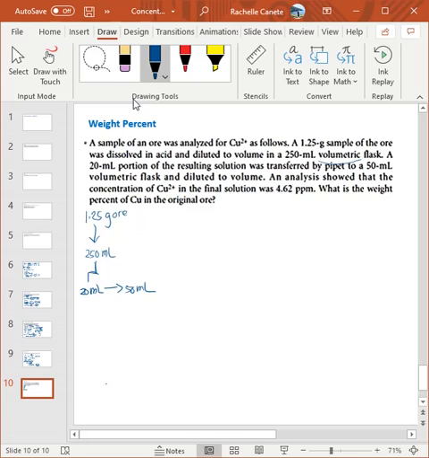And after analysis, it showed that this final solution has a copper concentration of 4.62 ppm. Now, we are asked for the weight percent of copper in the original ore. So, in the original ore, this is what we are asked. Percent weight of copper. And we know that percent weight is the grams of copper, or the mass of copper, for every gram of solution or grams of ore.